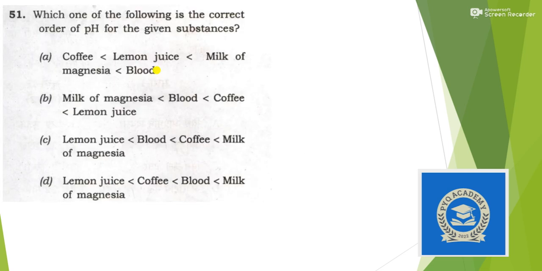Got it? Next. Which of the following is correct? Now, yeah, this was a little bit tricky.